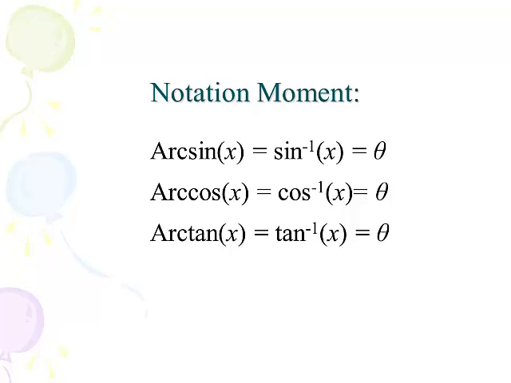Arc sine is the same as inverse sine, and it always returns an angle. Arc cosine is the same as inverse cosine, and it always returns an angle. And arc tangent is the same as inverse tangent, and it always returns an angle. Inverse sine, inverse cosine, inverse tangent return angles. We feed them fractions or ratios. That's the x values. And after we come out of there, what falls out of the function is an angle.